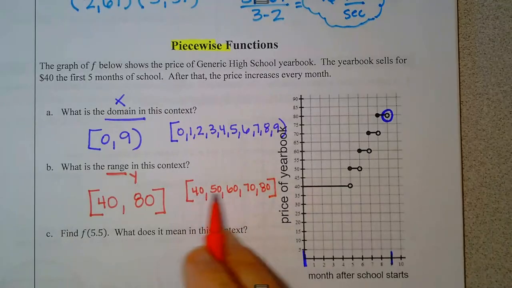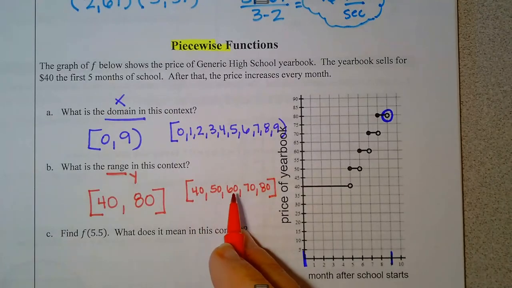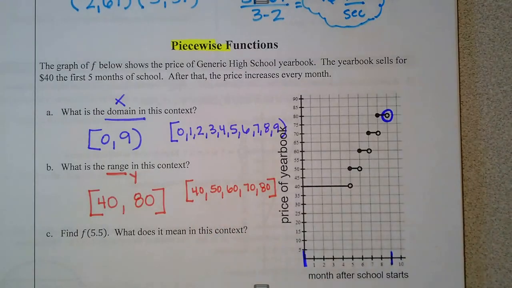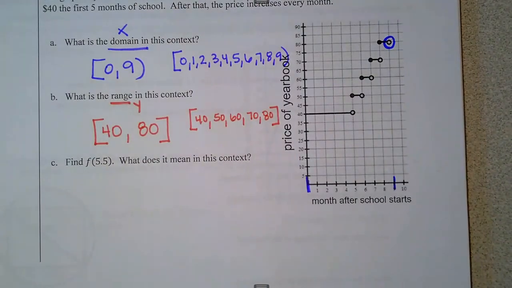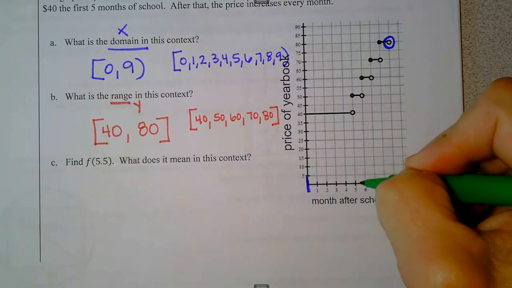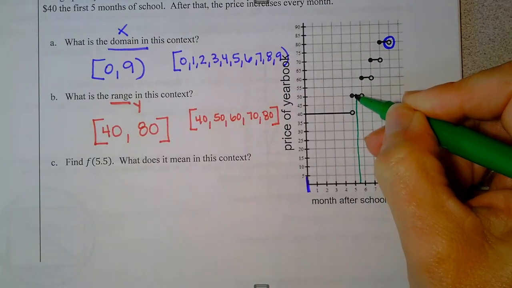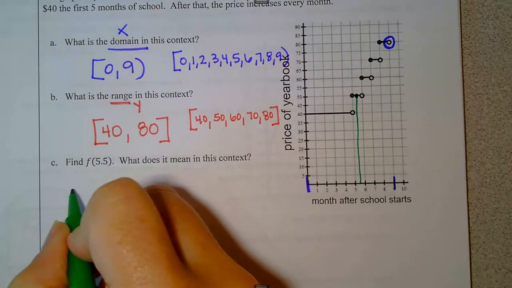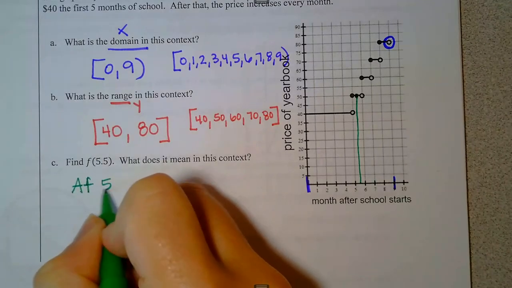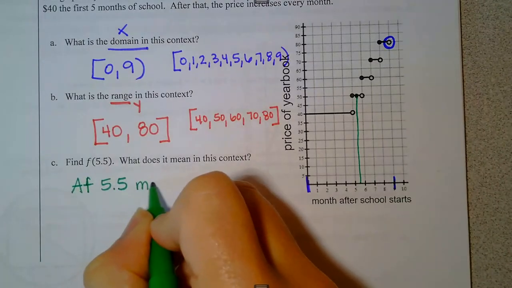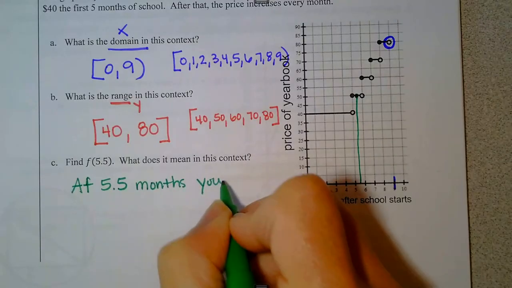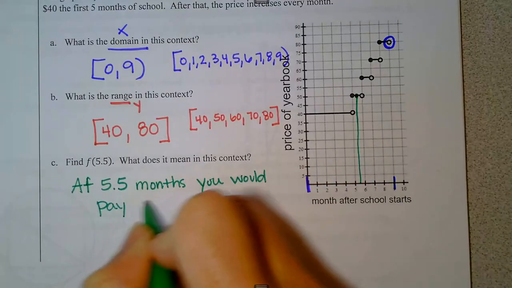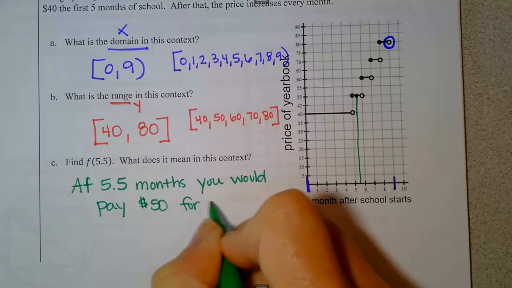Because you cannot pay anything different. You're not paying $55, you're not paying $65, you're not paying $72.50. Okay, you're only paying in whole amounts. And then 5.5, if I go up, what is it? 50. So what does it mean in this context? You pay $50 for the yearbook at 5.5 months. Perfect.